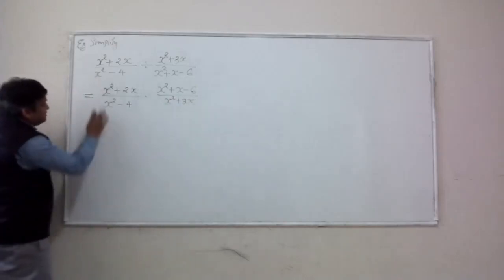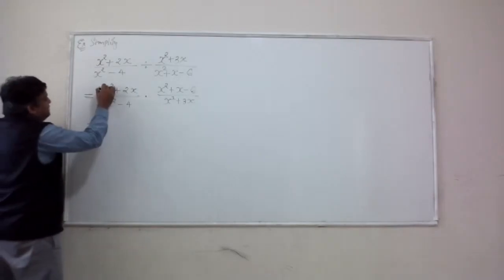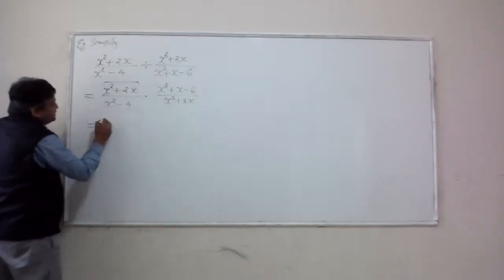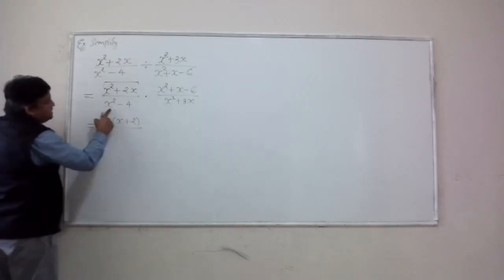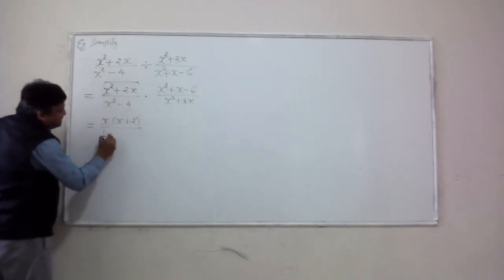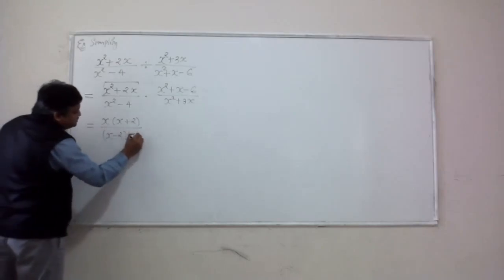Okay, let's factor everything out. I'm factoring x out from these two terms. I get x plus 2 in the parenthesis. Factoring x squared minus 4 gives me x minus 2, x plus 2.